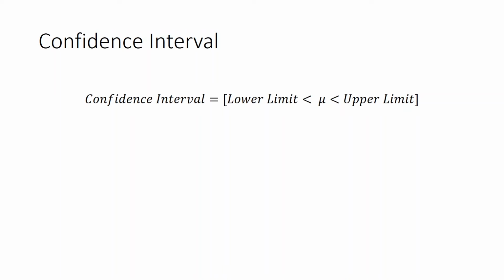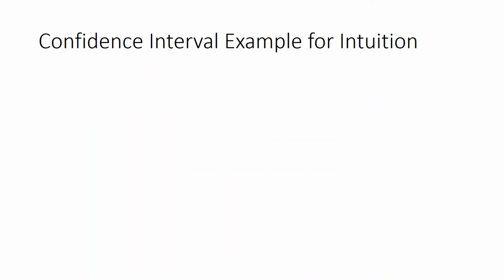So what is the lower limit? The lower limit is basically x bar minus margin of error, and the upper limit is given by x bar plus margin of error. These two terms I'll show you in the next video itself. Don't worry at the moment; let us have a look at the margin of error in the example itself. I'll try to explain it as much as I can. Let us hop onto an example for better intuition.